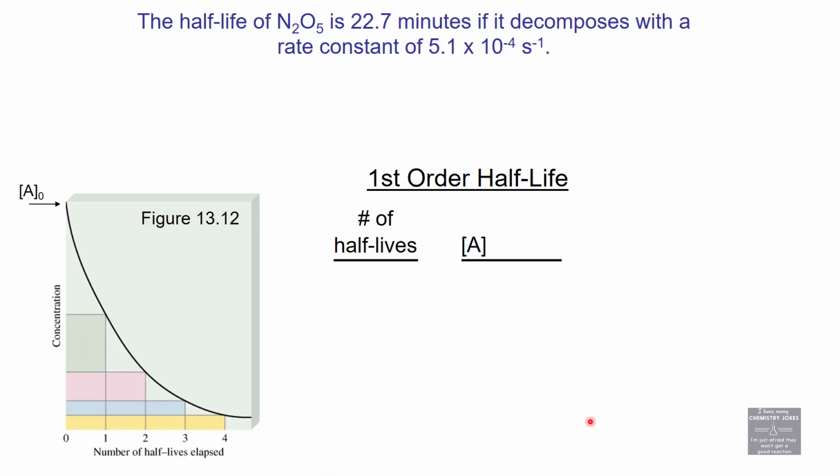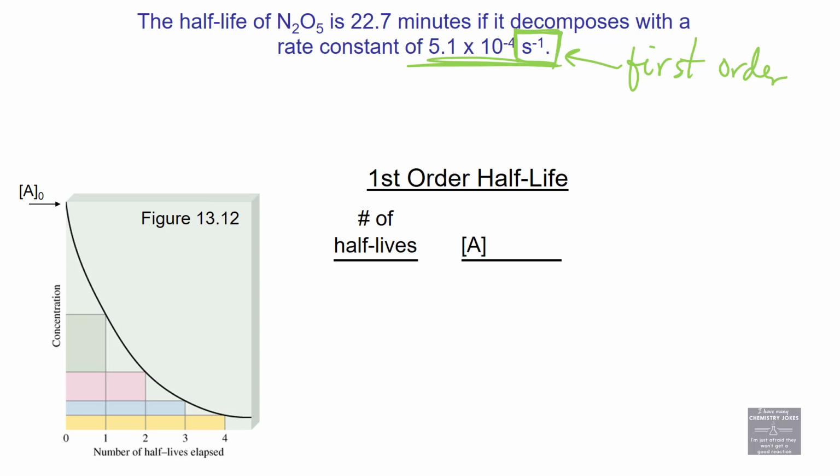We're almost done. The half-life of N2O5 is 22.7 minutes, and it decomposes with a rate constant of this. What do we do with that? Number one thing that I should have said in video number 1, the units of your rate constant are important. And the units of the rate constant change depending on what the reaction order is. The units of seconds to the -1 or time to the -1 is indicative of a first order reaction, always and forever. And sometimes that's the only hint that you get that this is a first order reaction.